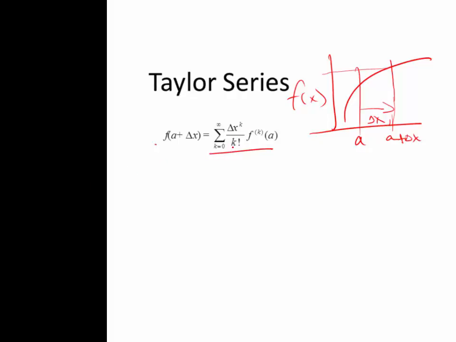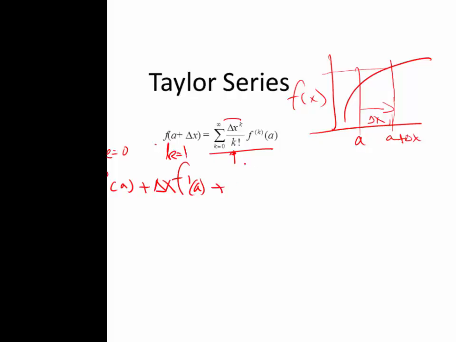When k equals 0, we've got 0 factorial here in the denominator, so we'll just say that that equals 1, and f with a k subscript will just equal f at a. Okay? So this is k equals 0. And then we'll add to that k equals 1. So when k equals 1, the denominator is 1. This is delta x to the first power, and it's the first derivative. So this is delta x times the first derivative at point a. And so it's k equals 1.